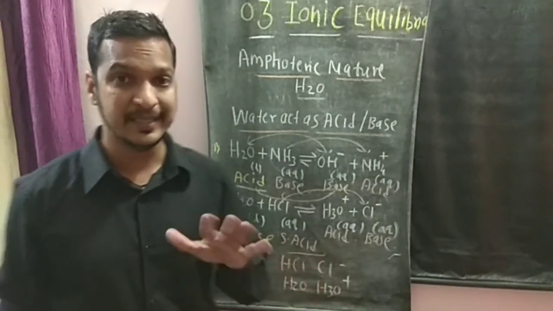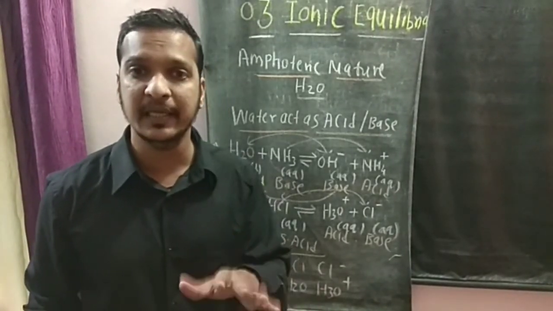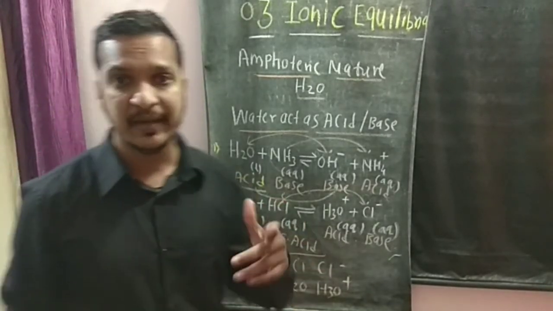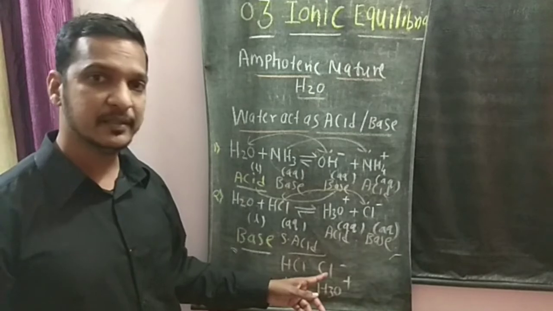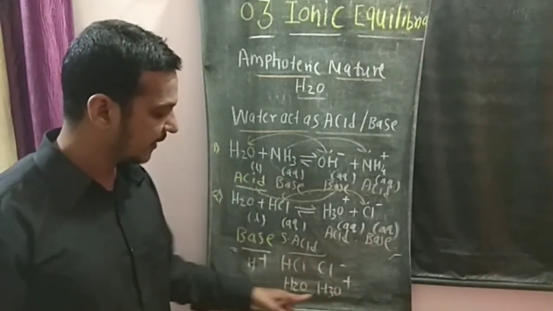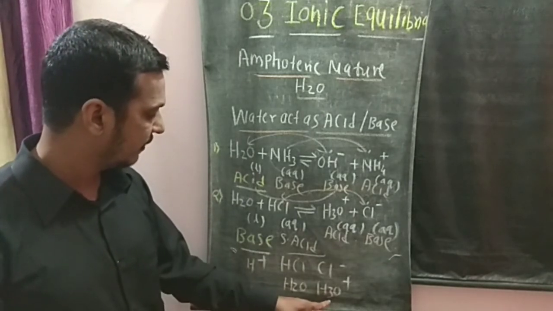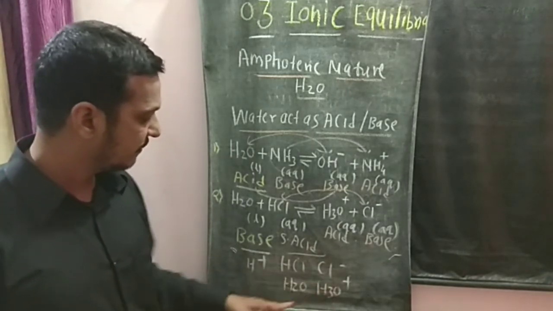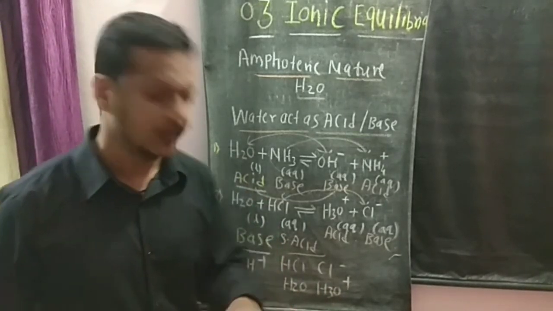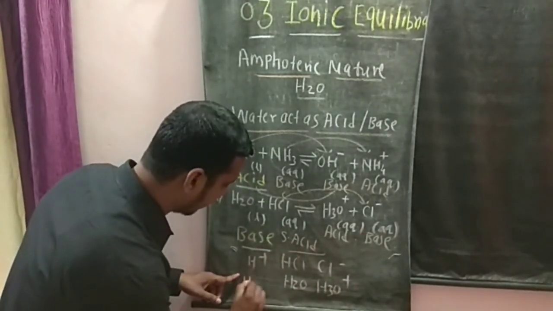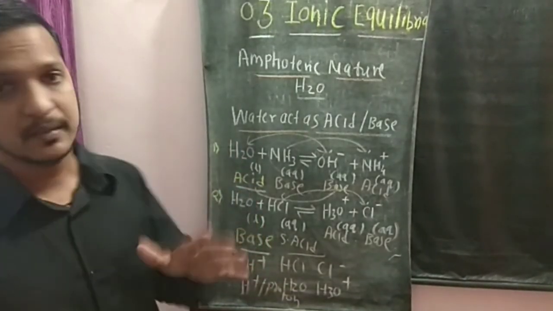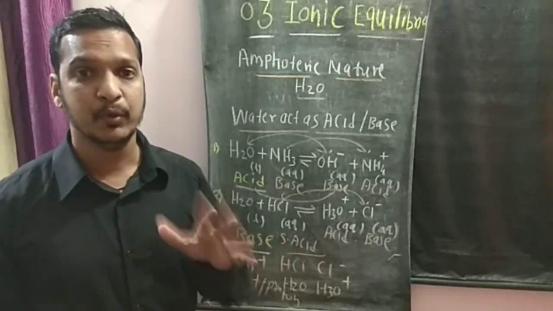Conjugate acid base pairs are those which differ by only H plus. So look at the first conjugate acid base pair, HCl and Cl minus. You will find that the difference between HCl and Cl minus is H plus. Also look at the second conjugate acid base pair, H2O and H3O plus. What is the difference between H2O and H3O plus? They differ by only H plus, or proton. So that was regarding the amphoteric nature of water.